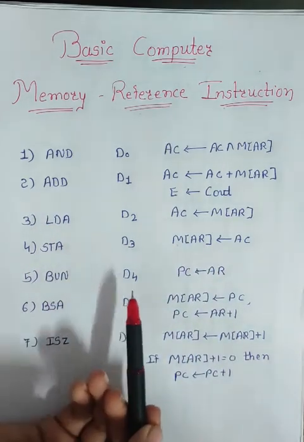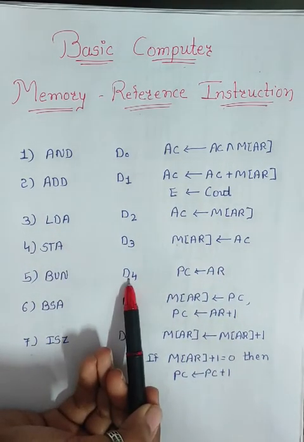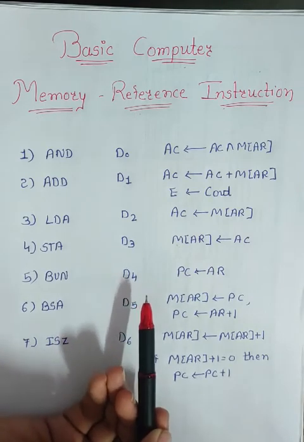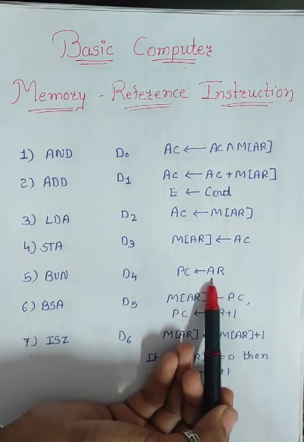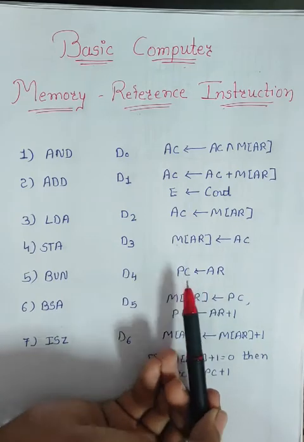Then BUN will have the D4 signal. BUN means branch unconditionally. If we want to jump from a particular location to another particular location, that's a jump. The address in AR, the address register, is given to the program counter.